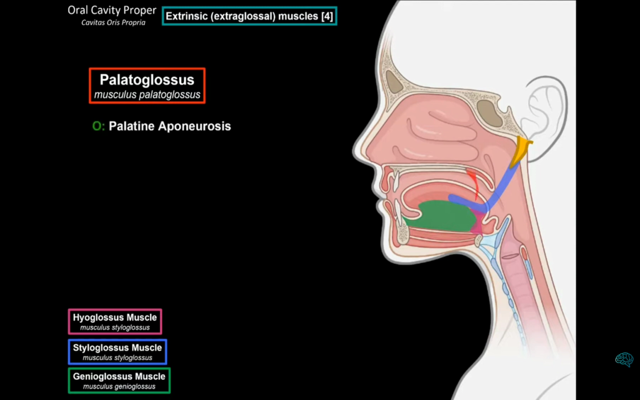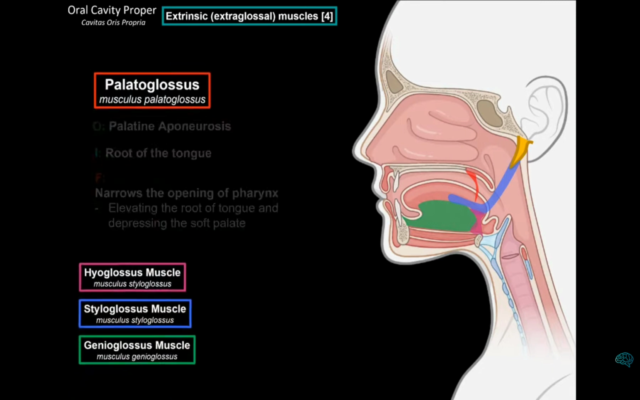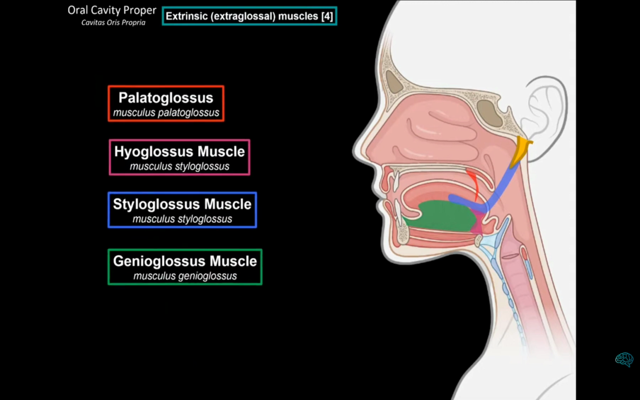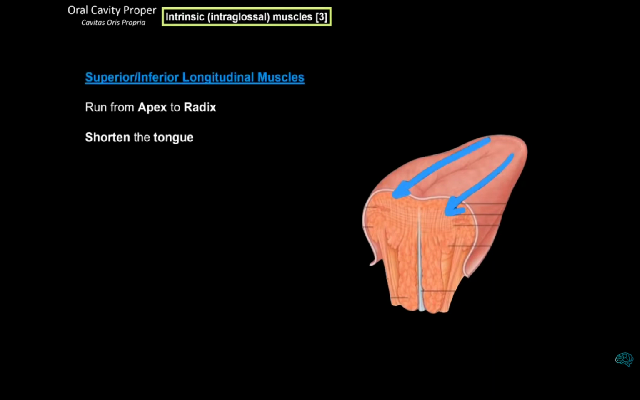Remember, this muscle is the muscle that originates from the palatine aponeurosis of the soft palate and goes down and inserts at the root of the tongue. And its function is to narrow the opening of the oropharynx by elevating the root of the tongue and depressing the soft palate. So these are the 4 extrinsic muscles of the tongue. Within the tongue itself, you will find the intrinsic muscles. These are the superior and the inferior longitudinal muscles, which run from the apex of the tongue to the root of the tongue. So its function is to shorten the tongue.